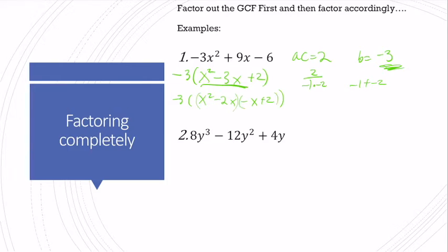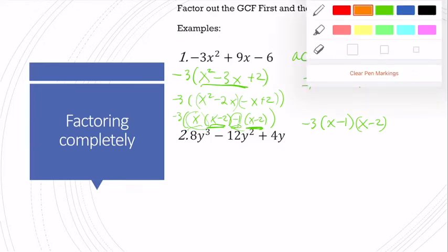The greatest common factor of x squared and negative 2x is x. The greatest common factor of negative x plus 2, remember, we don't want a leading negative, so I'm going to pull out a negative 1. Both my remaining binomials are the same, so I can rewrite this as negative 3, take my greatest common factors, times x minus 2, my remaining binomial.